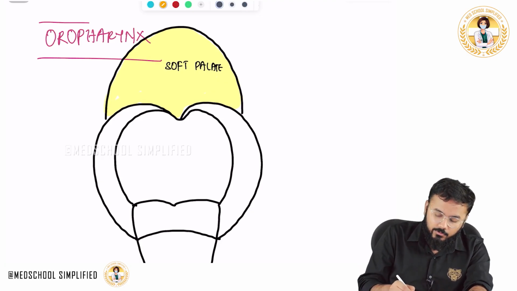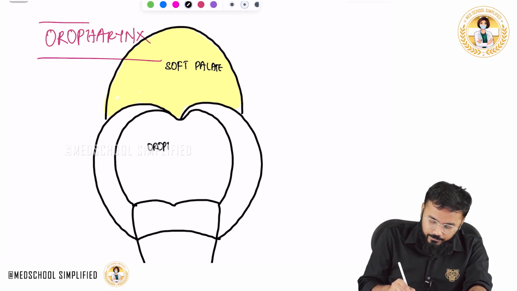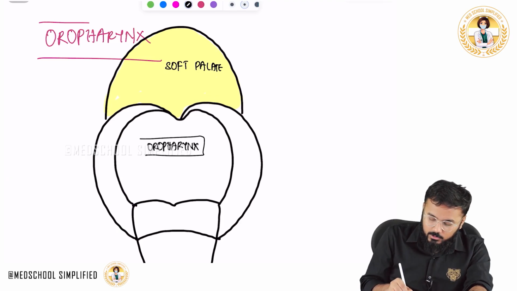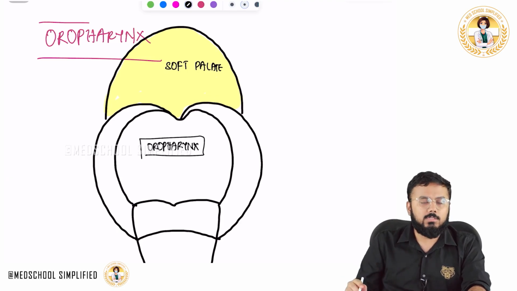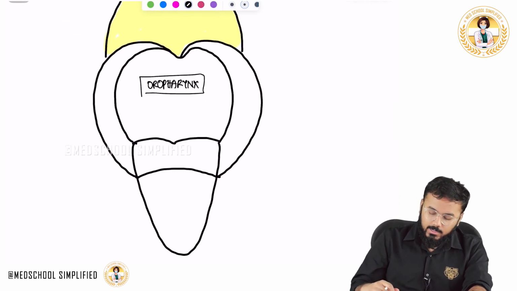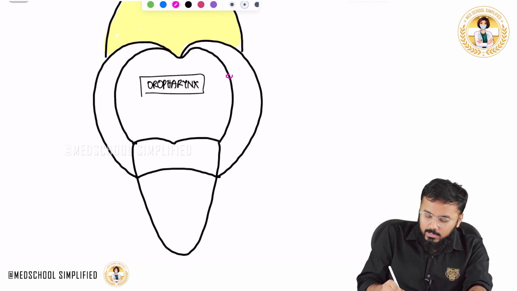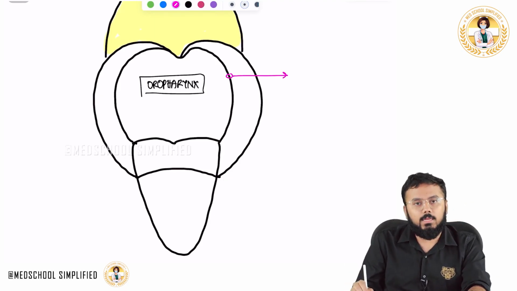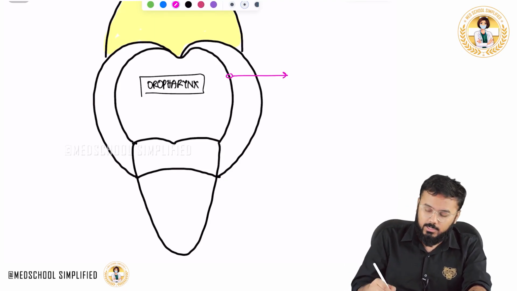By the way, where is the oropharynx? See, this center part, the center white part is called as your oropharynx. So let us see what are the structures that are surrounding this oropharynx. First structure which we discussed was your soft palate, right? Now, after this soft palate, this arch which you can see inside, the inner arch which you can see over here, is called as palatopharyngeal arch.